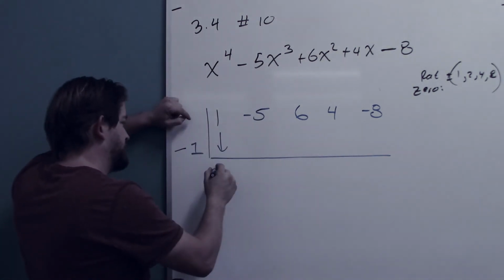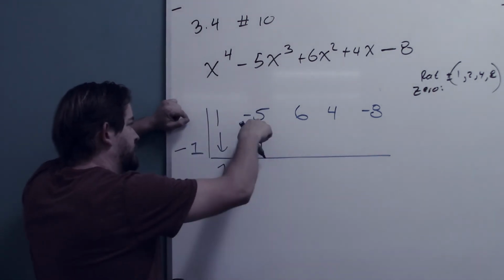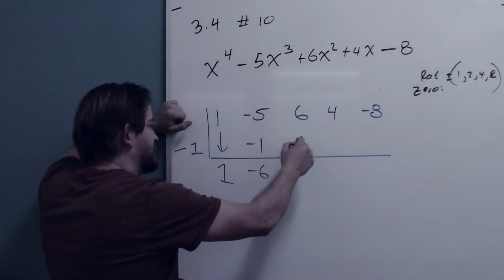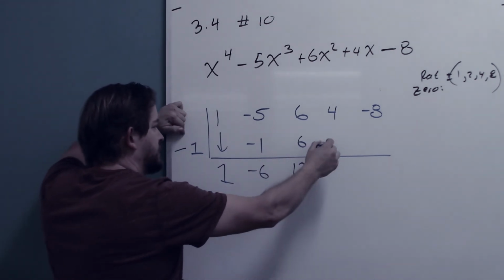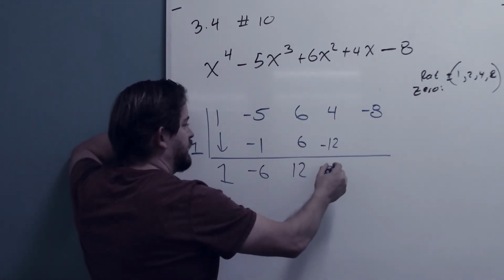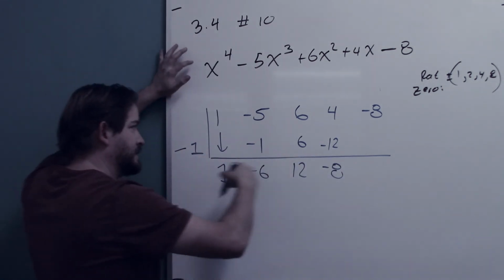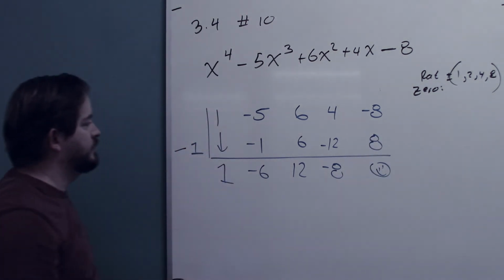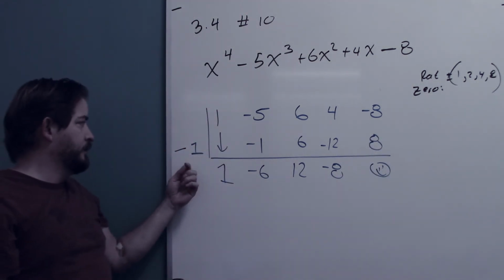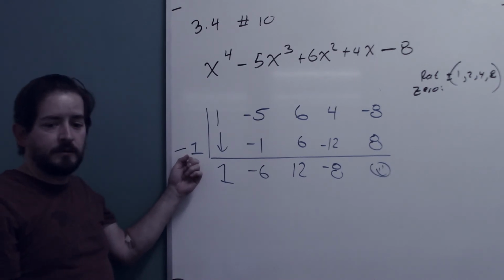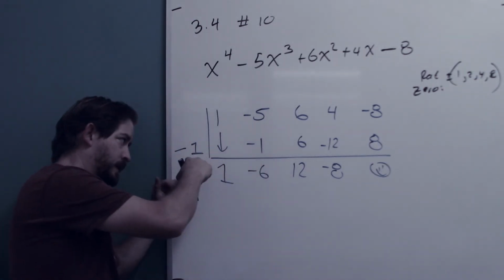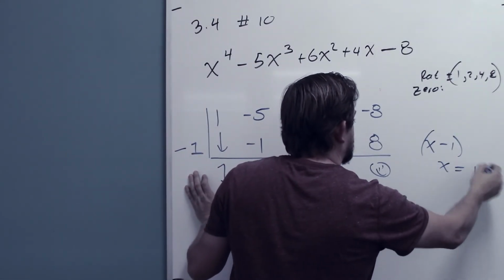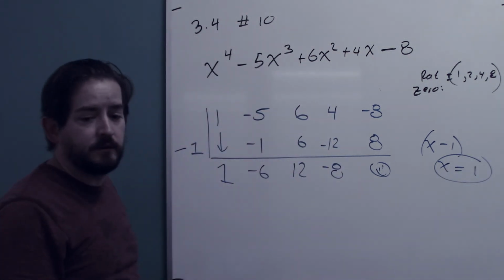All right. 1 drops down. 1 times -1 is -1. -5 and -1 is -6. -6 times -1 is 6. But that gives me a 12. Times -1 is -12. That is -8. And -8 times -1 is a positive 8. 8 and -8 is a 0, so I have one of them, right? Or sorry, 1 is a 0, therefore x minus 1 is a factor. Which is to say x equals 1 is my 0, right?